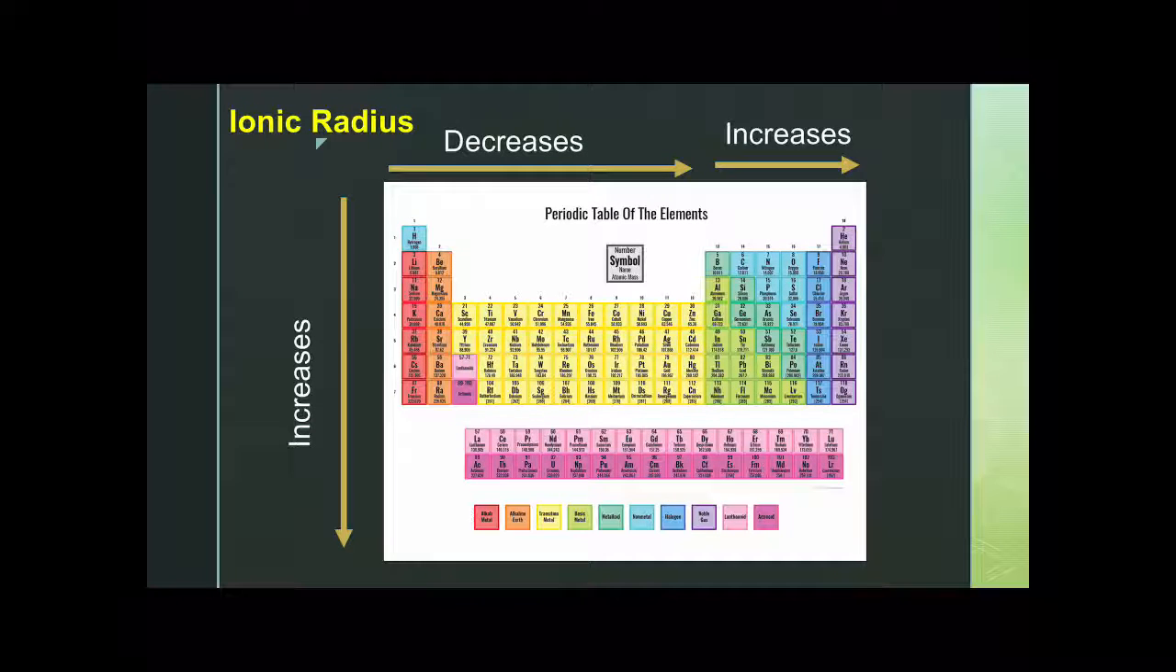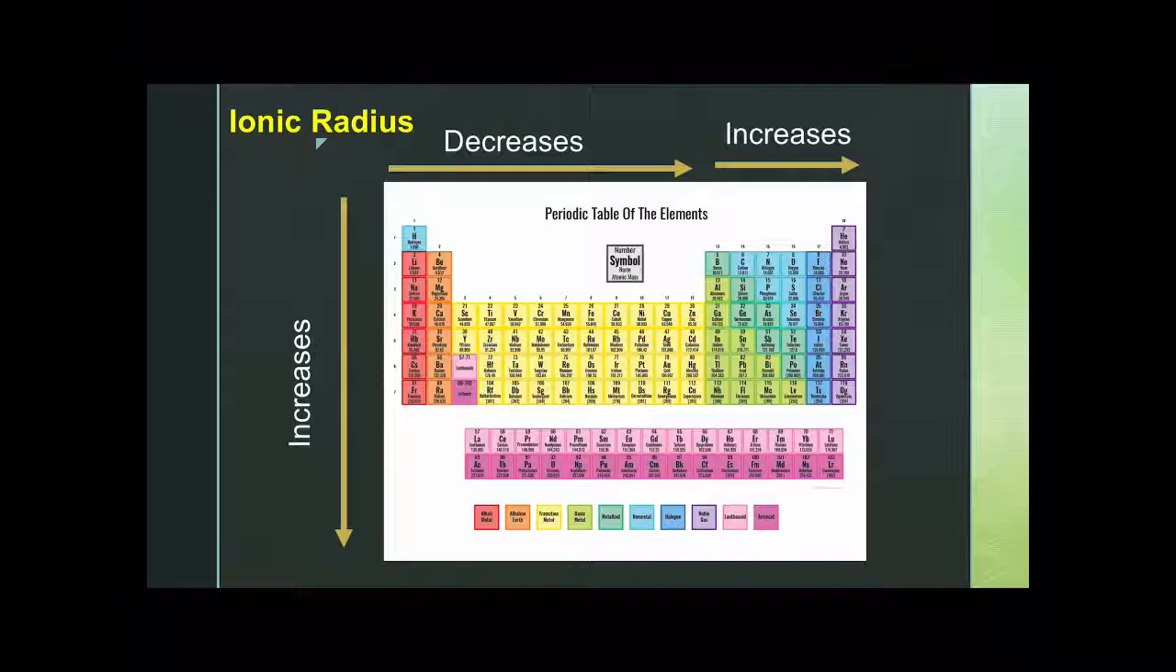The second trend is ionic radius. The size of an ion depends on its nuclear charge, the number of electrons it possesses, and the orbital in which valence electrons reside. Ionic radius increases as you go down a group. As you move down a group, you are adding a new shell to the principal quantum number, which will cause an increase in the radius of the ion.